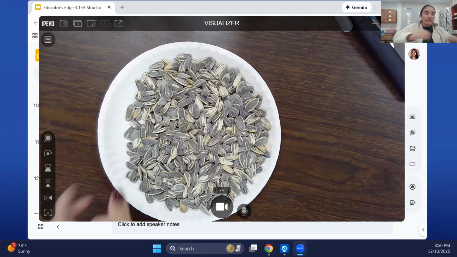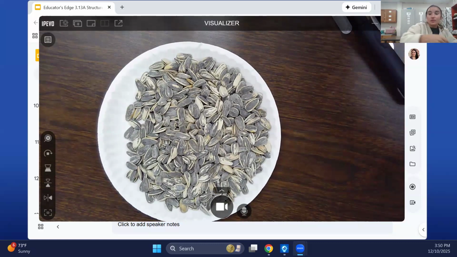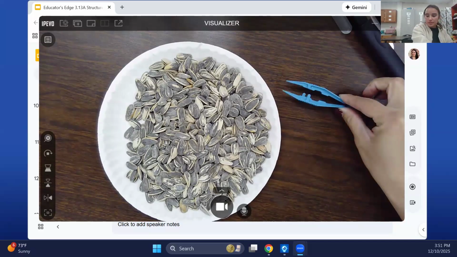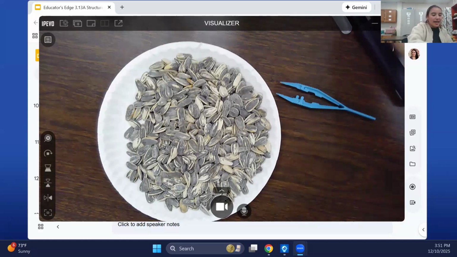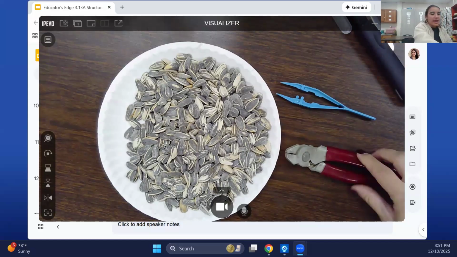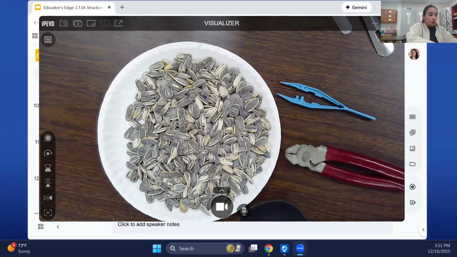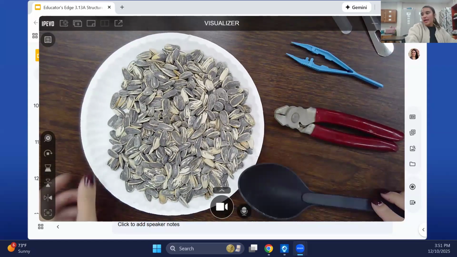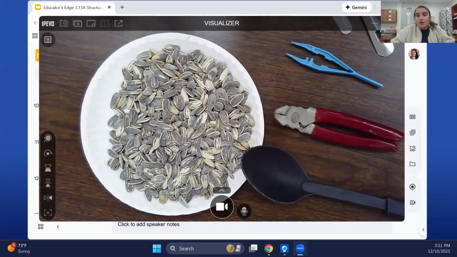So we have our seeds, and then the tools that we're going to use that represent the bird beaks are going to be the tweezers, the pliers, and a large spoon. Okay, so we have tweezers, pliers, and a large spoon. First, we want our students to make a prediction. Before they start with the 20 seconds of collecting the food with the tools, we want them to record their prediction on their data sheet.